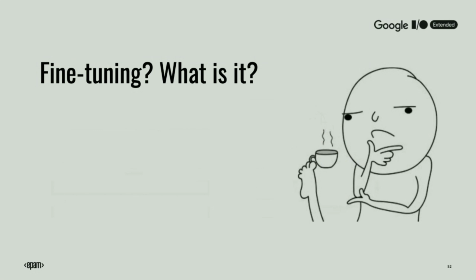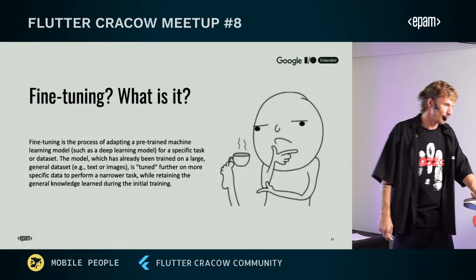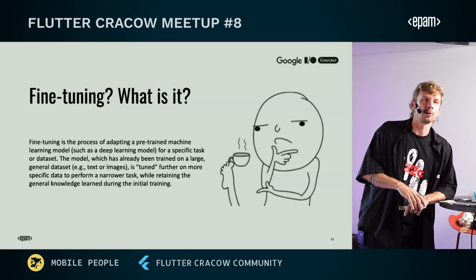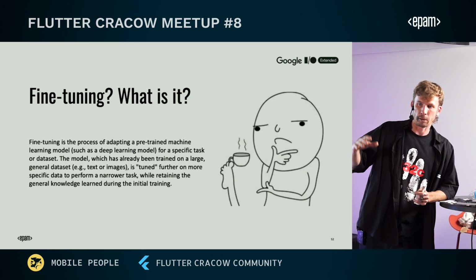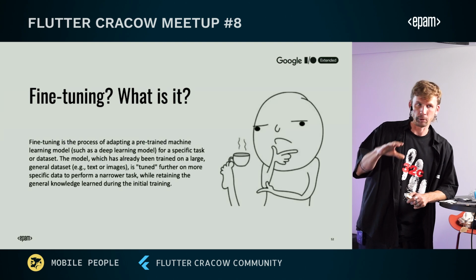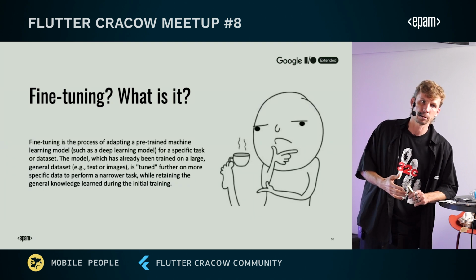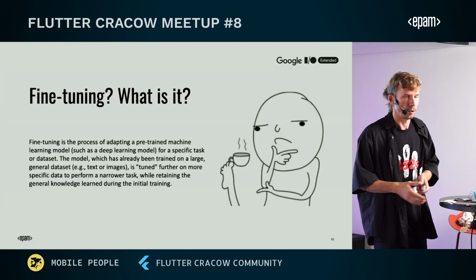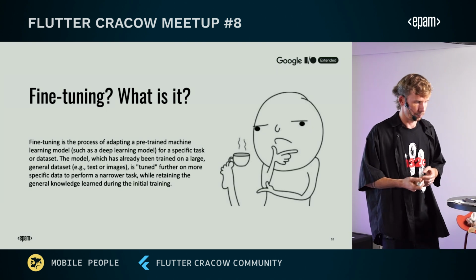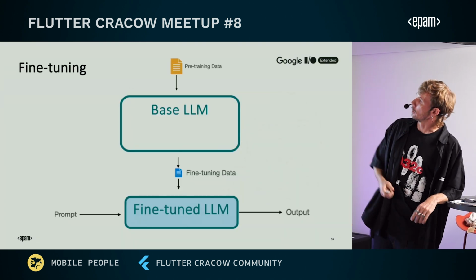Back to this question, fine-tuning, what is this? There is an answer. Fine-tuning is a process of tuning your model for your specific purpose. If you have already pre-trained a big model, but you need to concentrate on a specific topic, you can add to this model additional training with a specific direction, and your model will be much better in this direction. So on this scheme, you can see how it looks like.